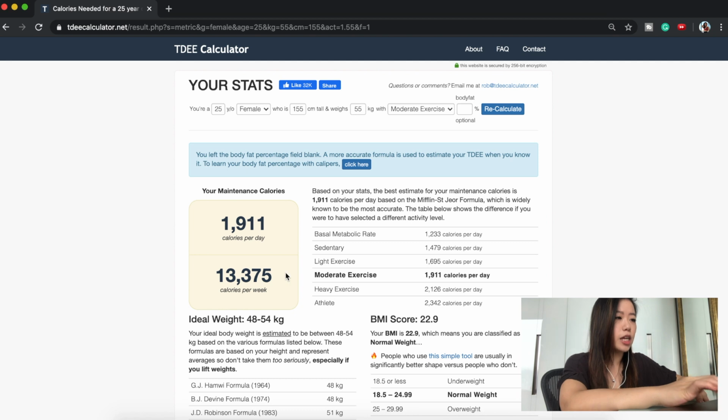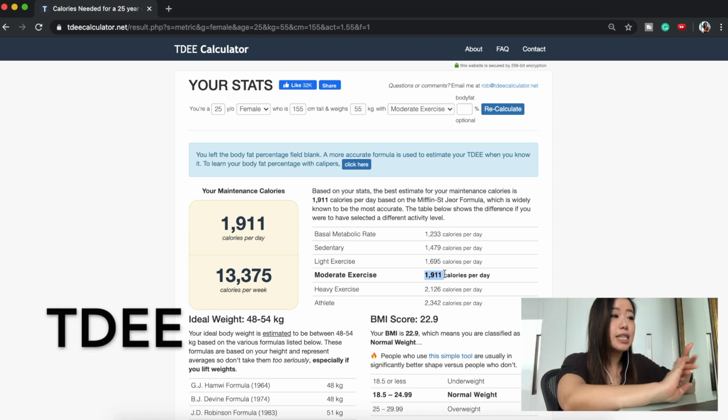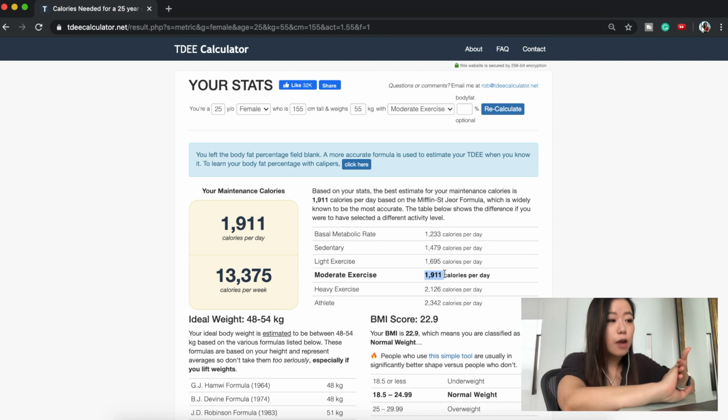So if we look here, it's telling me that my maintenance calories is 1,911 per day. So when we're looking at maintenance calories, this 1,911 represents my TDEE, or total daily energy expenditure per day, if I were to moderately exercise. Now, clearly, when I entered moderate exercise, it describes me as a person who exercises 3 to 5 days a week. So this number is actually on average what I will burn a day given this lifestyle.